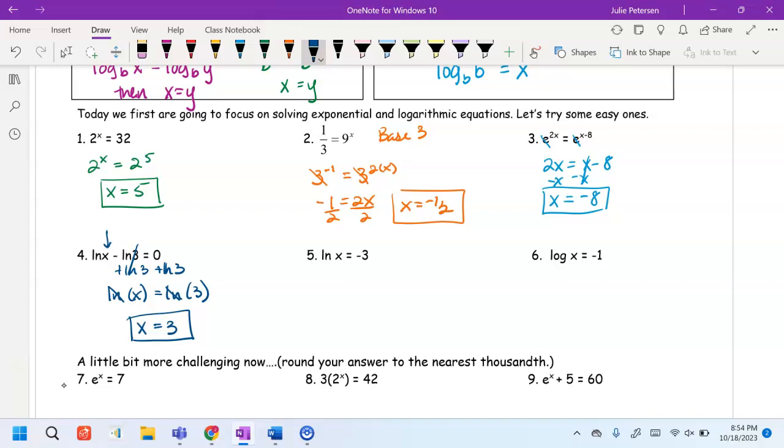The other option on this one was to condense these down to one log, but if you just have one on either side of a subtraction sign, this isn't too bad. But let me show you what we would do if we were going to condense those down.